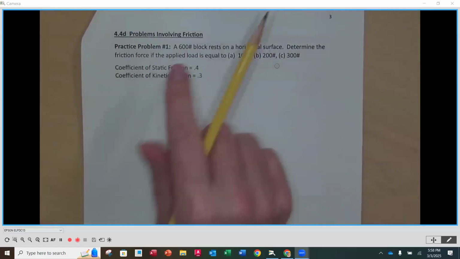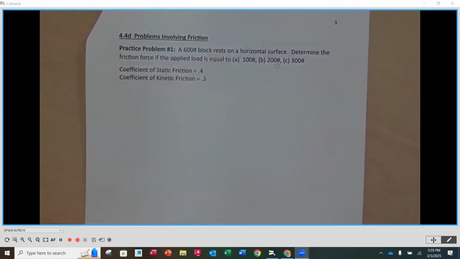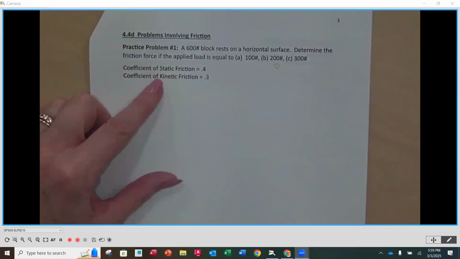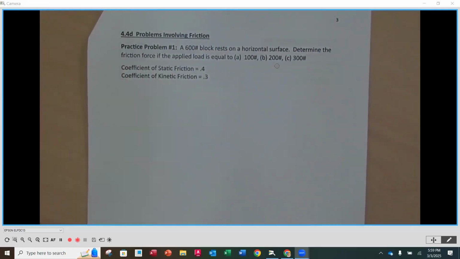It says we have a 600-pound block that rests on a horizontal surface, and they want us to determine the friction force if the applied load is equal to part A, 100, part B, 200, and C, 300. They're giving us the coefficient of static friction equal to 0.4, and the kinetic friction coefficient equal to 0.3.